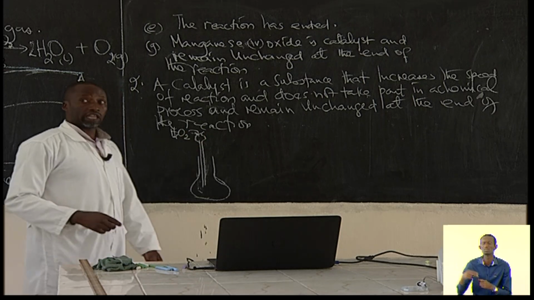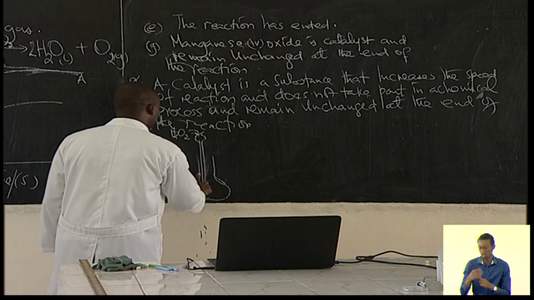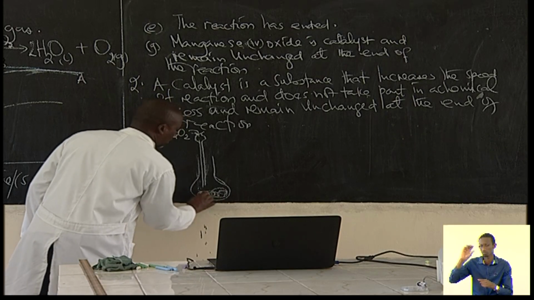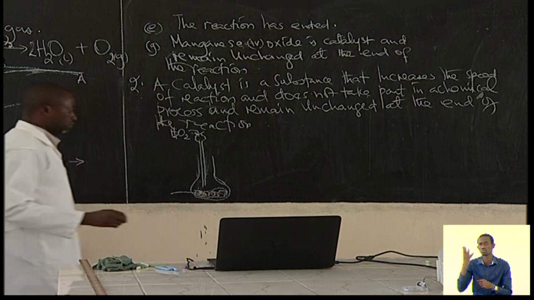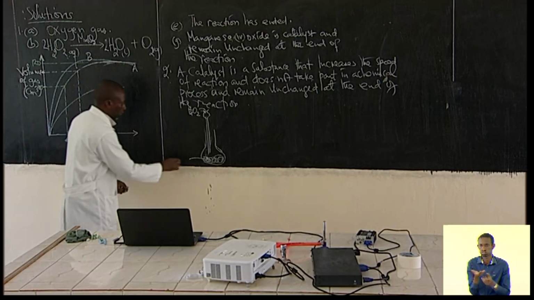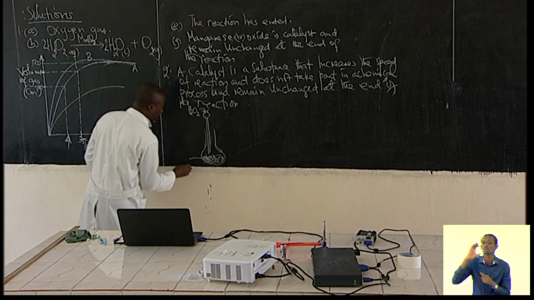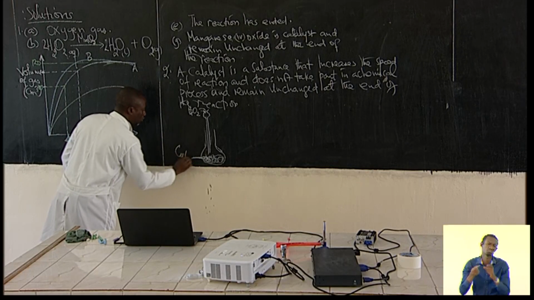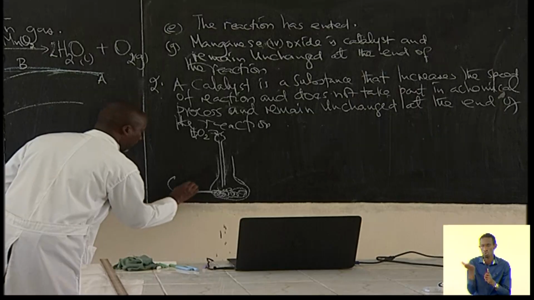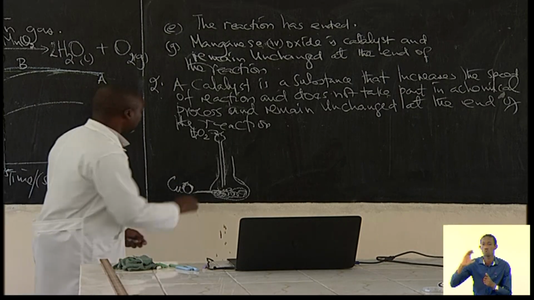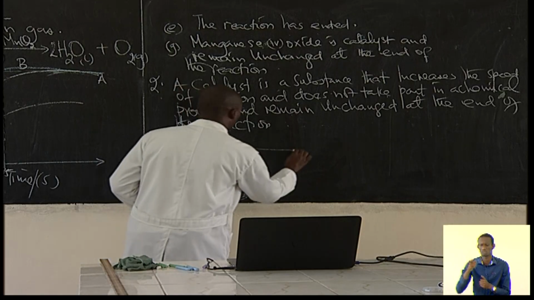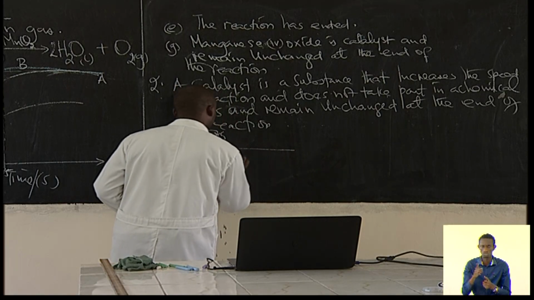What else do you need? So in here you have copper 2 oxide. I always tend to forget, because manganese 4 oxide is the most common one. So this is copper 2 oxide, we said this is a catalyst, and you are adding hydrogen peroxide. So what happens? You collect the gas.